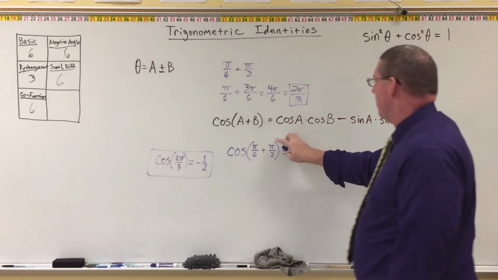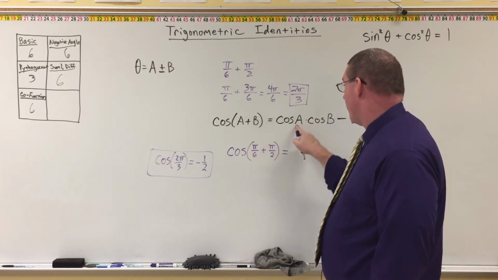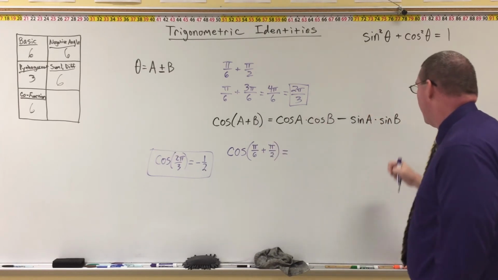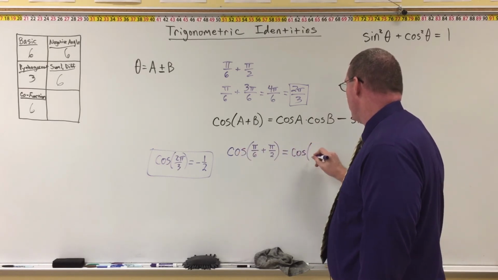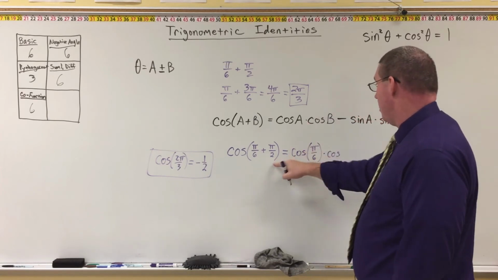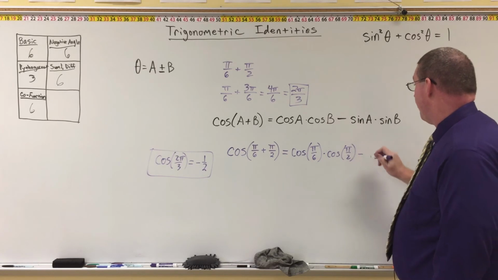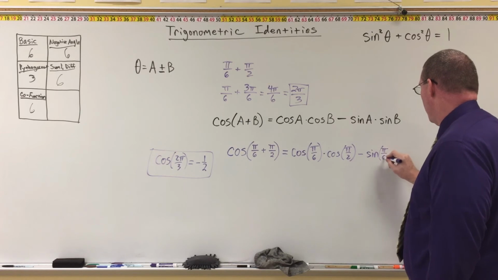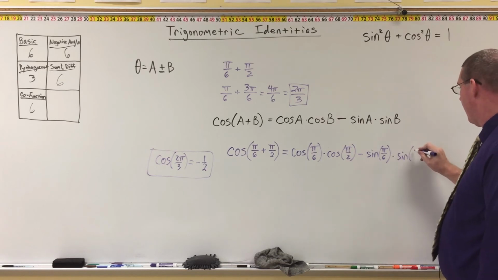So what we're going to do now is plug this pi over 6 and pi over 2 into our pieces here, right? So A is pi over 6, so everywhere we see an A, we're going to put a pi over 6, and B is pi over 2, so everywhere we see a B, we're going to put a pi over 2, okay? So this is going to be equal to cosine of pi over 6 times cosine of pi over 2, minus sine of pi over 6 times sine of pi over 2.